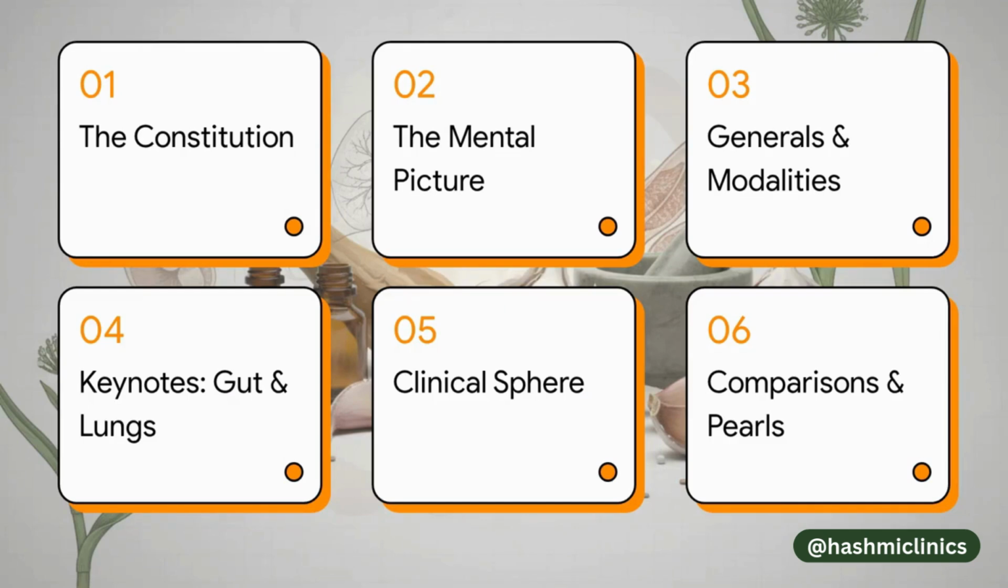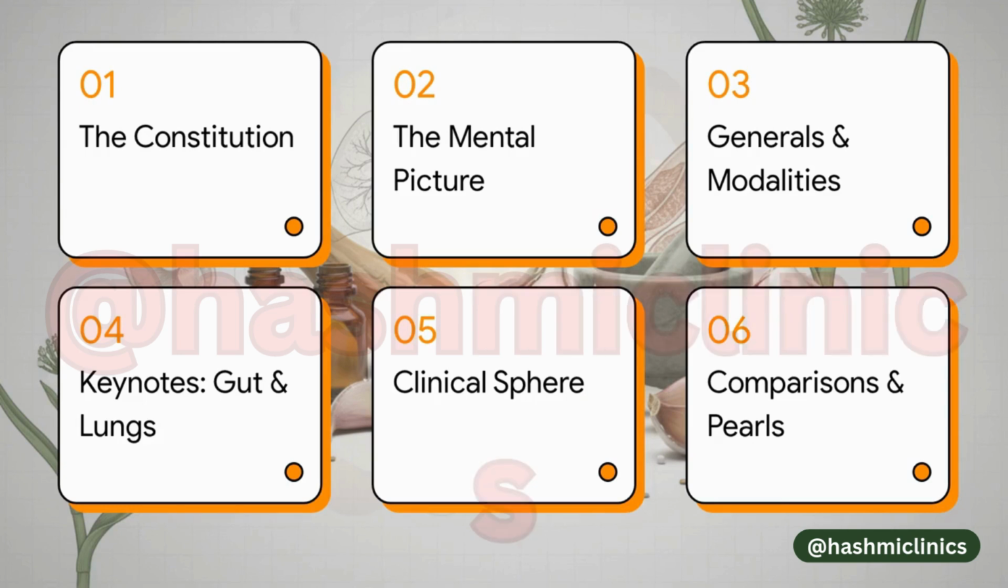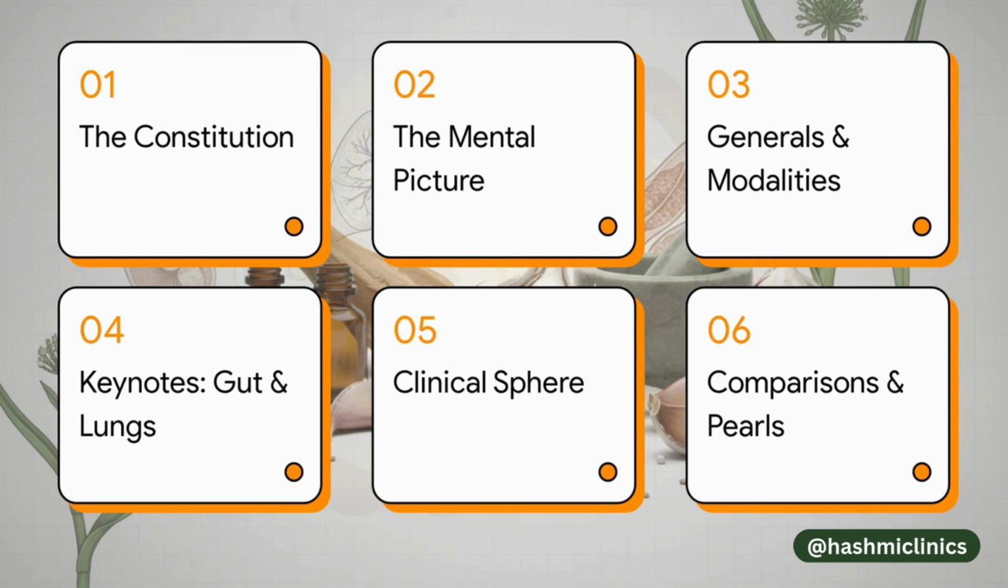We're going to build this remedy picture really systematically. We'll kick things off with the foundational constitution, the type of person we're looking at. Then we'll layer on the mental state and the general symptoms. And finally, we're going to zero in on its absolute keynotes in the gut and lungs, look at its broader clinical uses, and make some crucial comparisons to help you prescribe with real confidence.